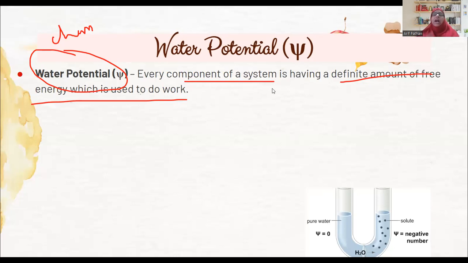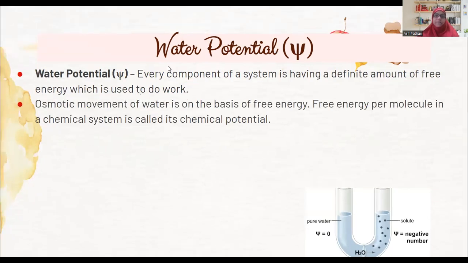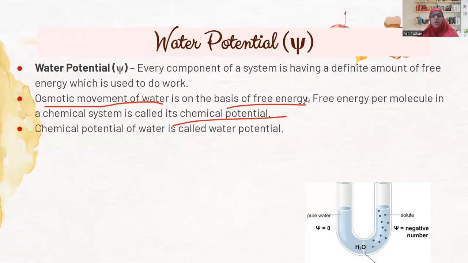So water potential: some amount of energy is there in every system to do work. That is known as chemical energy, or with respect to living science, we also call it water potential. Basically it is because of the osmotic movement of water. This is based on free energy. No energy is required. Water can move from a hypotonic solution to a hypertonic solution without any investment of energy. So that free energy per molecule is its chemical potential, which is also called water potential.